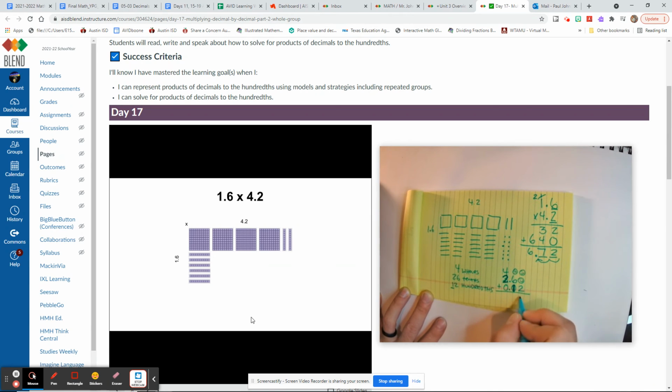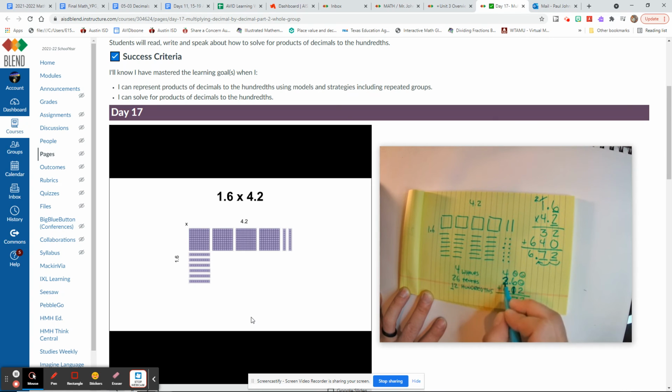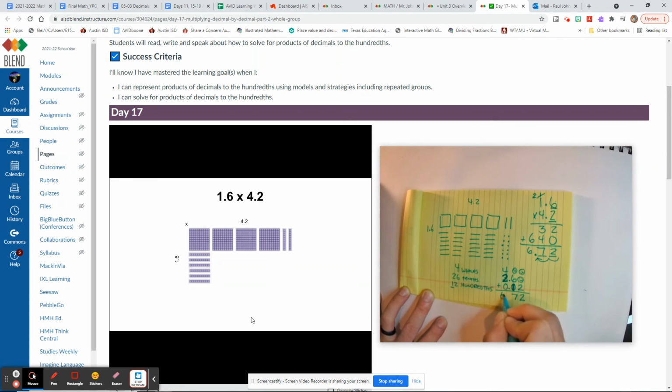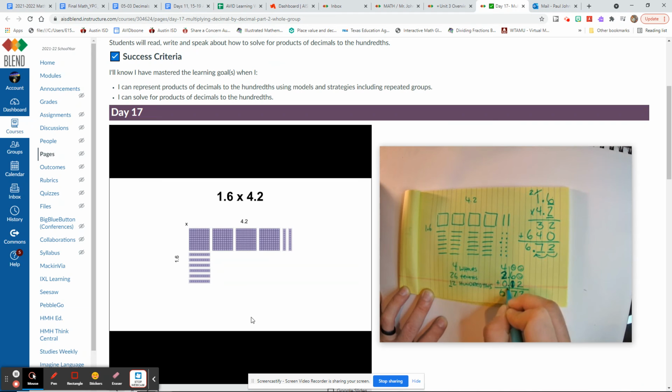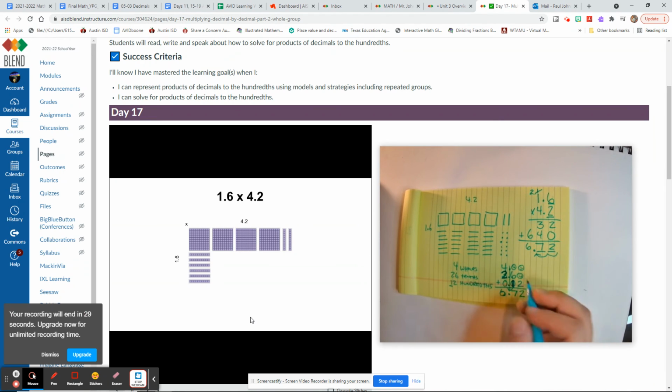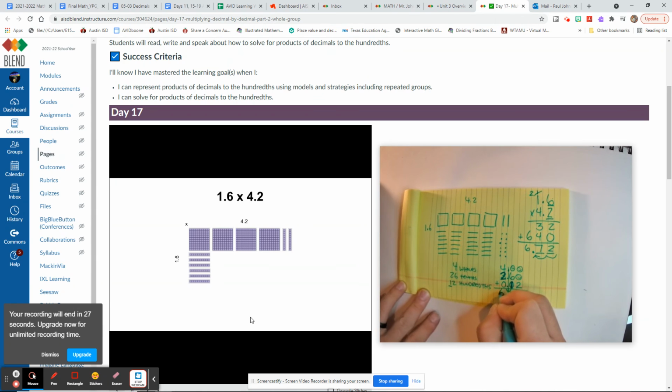All right, so 0, 0, 2 is 2. 6 plus 1 is 7. And then 4 plus 2 is 6. And drop our decimal point like it's hot. And we have 6 and 72 hundredths. So as you can see, we had 4 wholes. We had 26 tenths, which is the same thing as 2 and 6 tenths. And then we had 12 hundredths. That's a 1 in the tenths place and a 2 in the hundredths place. So we get the same answer.